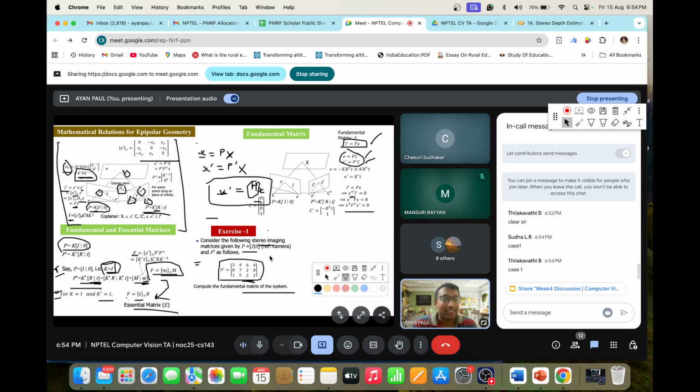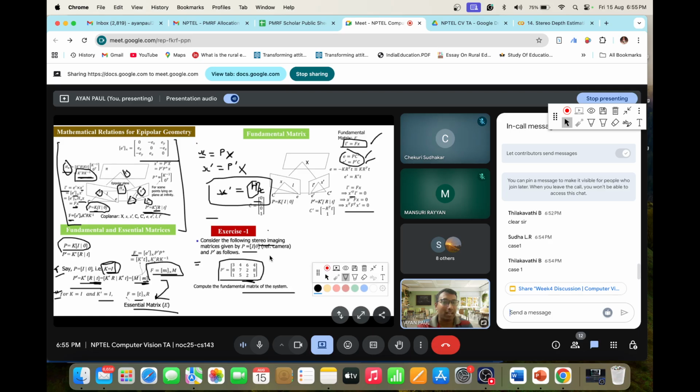Okay, so yeah, case 1, right? Yeah, very good. Case 1, because k equals I, that is the identity matrix, but k dash is not equal to I, so that means first case. So if first case, what will be our answer? Our answer, the fundamental matrix, will be given by small m into capital M, right?